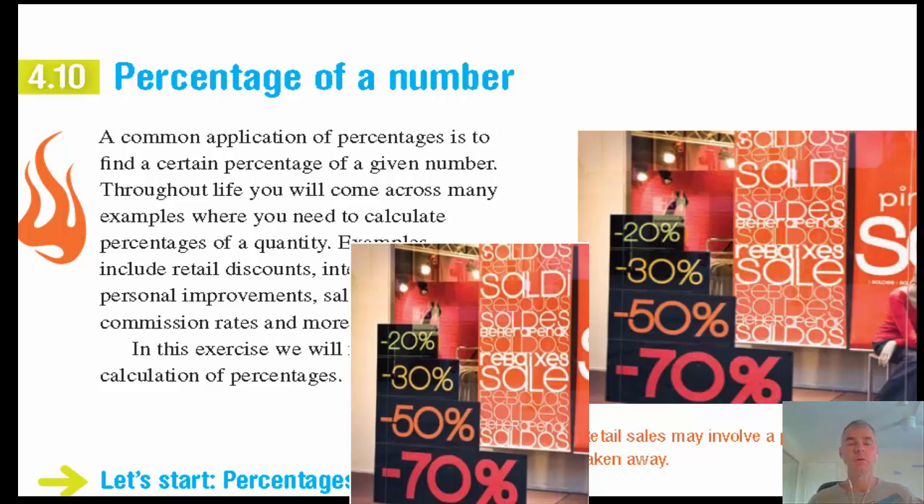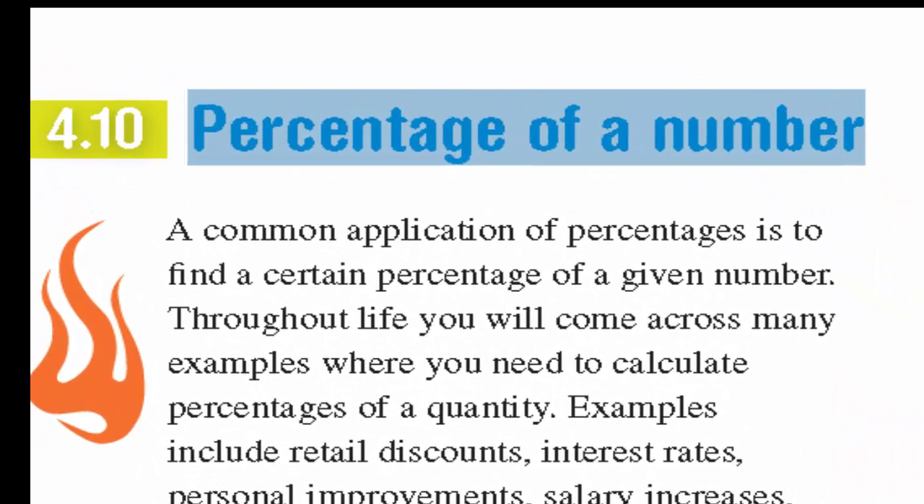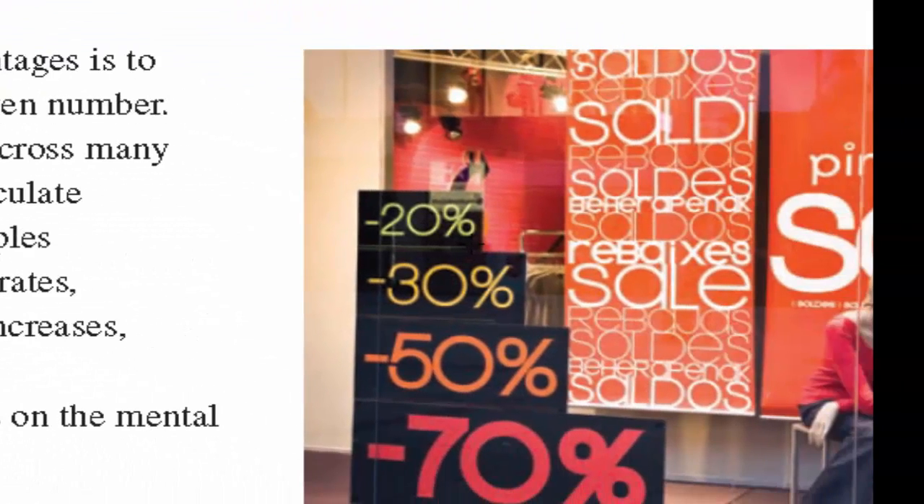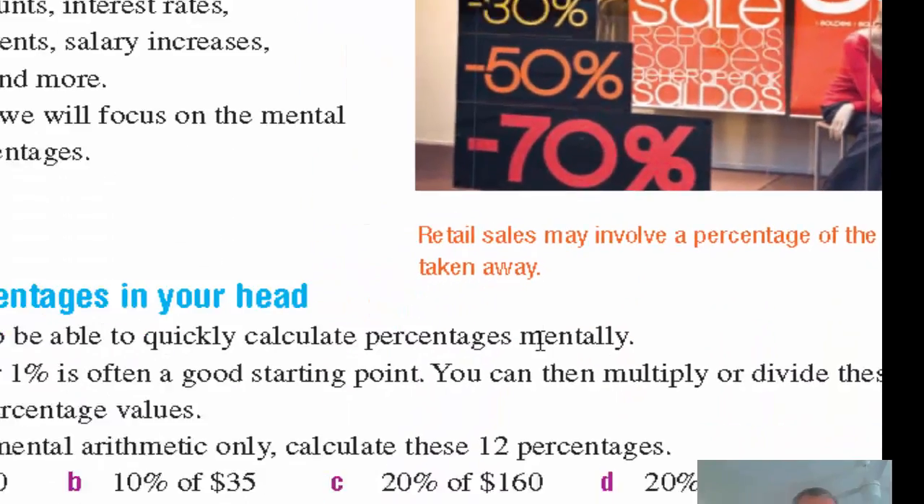Well, we just keep on going with percents and fractions. So we're looking at now percentage of a number. This is 4.10, page 227 in your textbook. And this looks at discounts and how your prices work in the shops when they say things like 20, 30, 50% off. You'll be able to work out these as well as we go through.